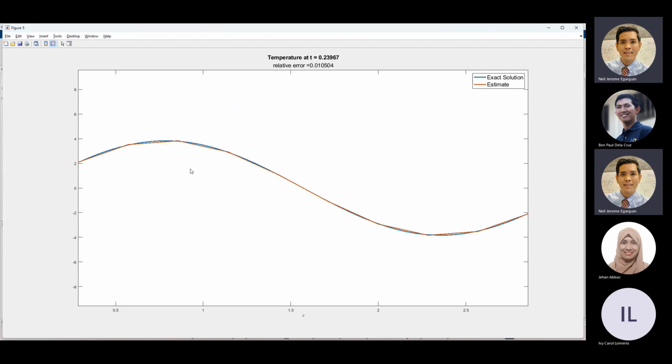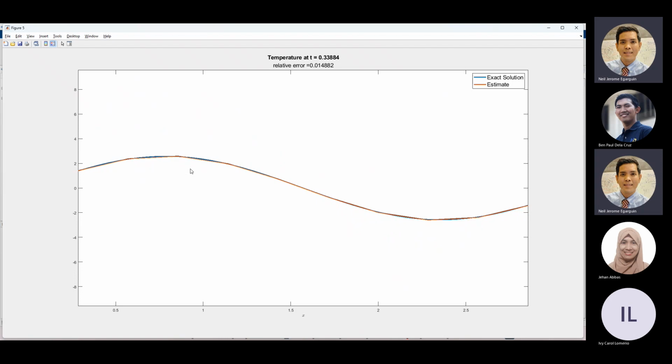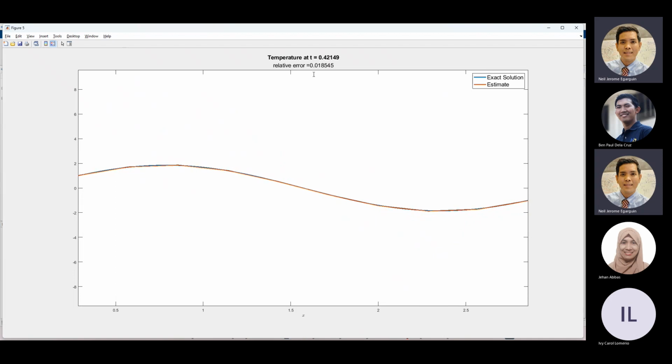So parehas yung exact solution saka yung estimate solution. If you look at the title of the figure, I have there the time label. So nasa time 0.33 seconds tayo. And then I also have the relative error. Ilang percent yung error all throughout. This is the L2 relative error.